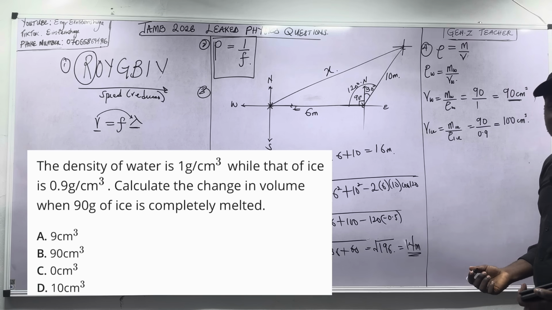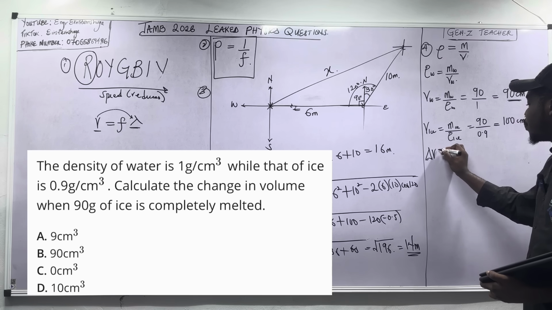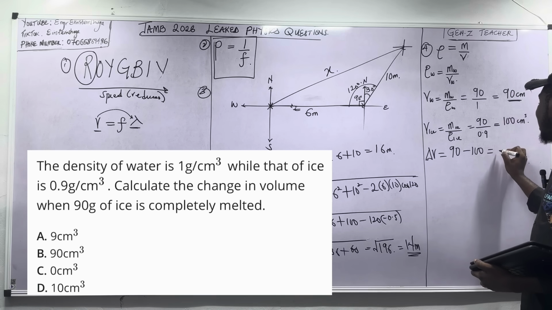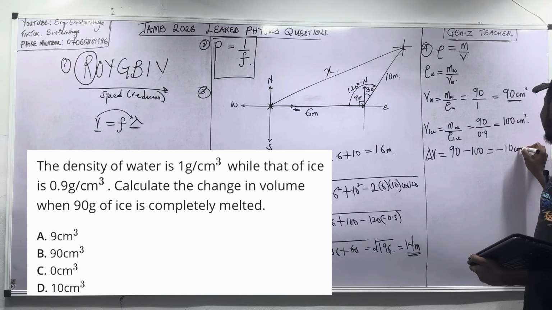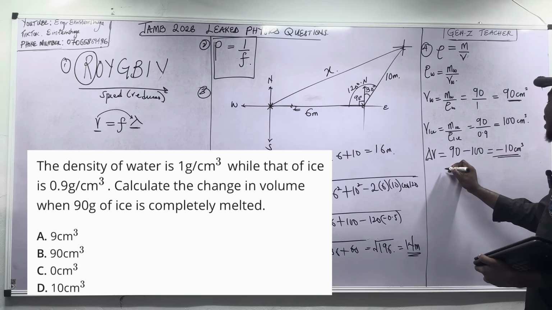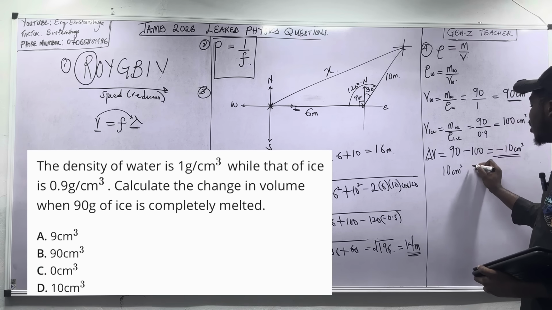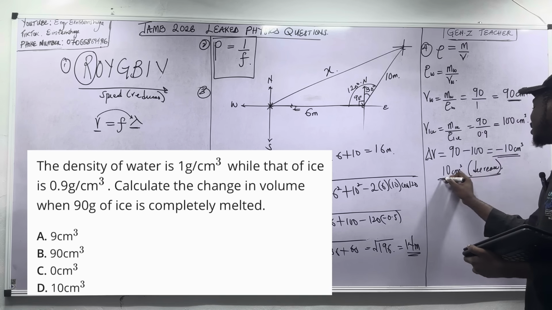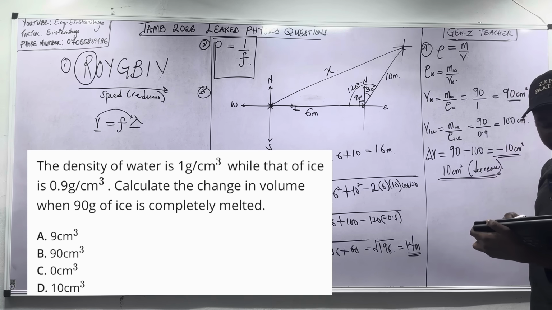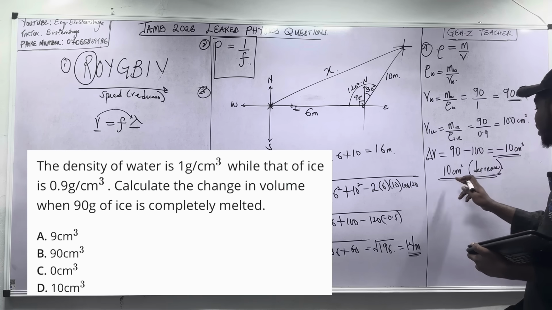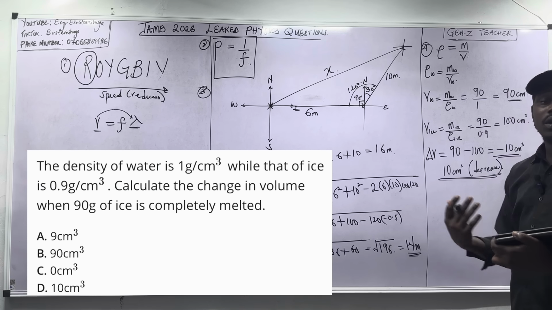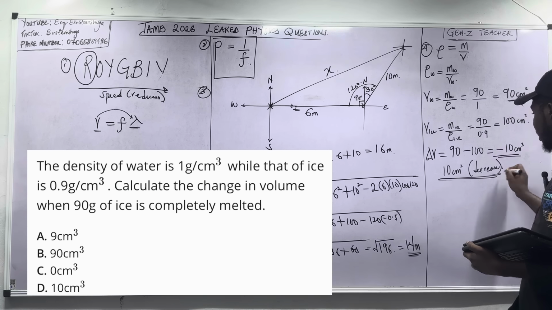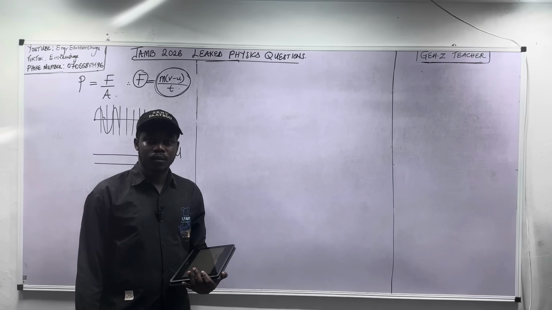Now what's the difference in volume? The change in volume becomes 90 minus 100. That gives you negative 10. Now negative 10 means it is actually 10 cm cube, but it is a decrease. The answer is 10 cm cube, but a decrease. So option D is the answer, 10 cm cube. But in case you went further, it is not an increase. It is a decrease. That's the answer for that question.